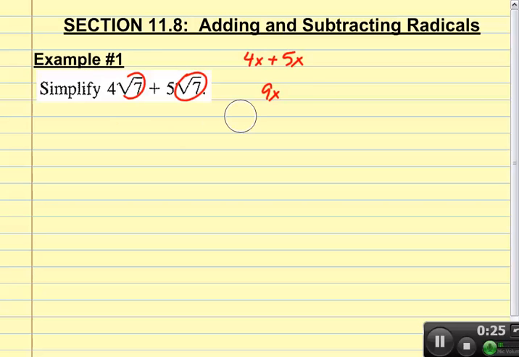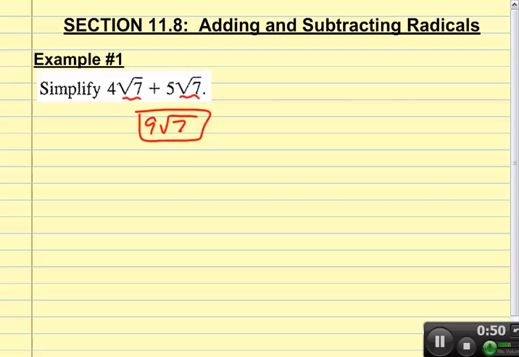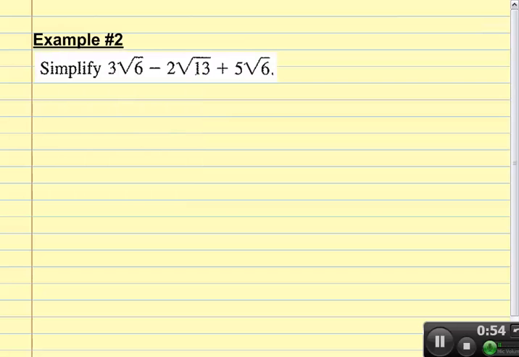That's easy, all right? Same thing with radicals. I've got 4 root 7s and 5 root 7s, so when I put them together, I've got 9 root 7s. That's it. Now, one thing you always want to do is make sure that the radical is simplified, okay? And in this case, 7's prime, so it is simplified. There's nothing we can do with it, okay? So that's it. 4 root 7s plus 5 root 7s, 9 root 7s. That easy. Done, okay? Let's look at number 2, all right?